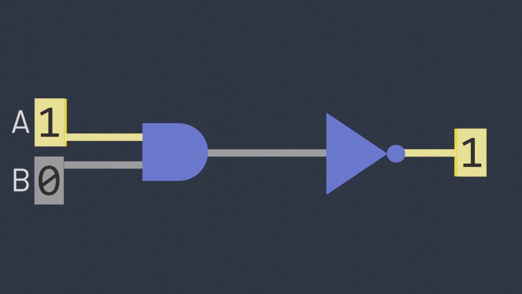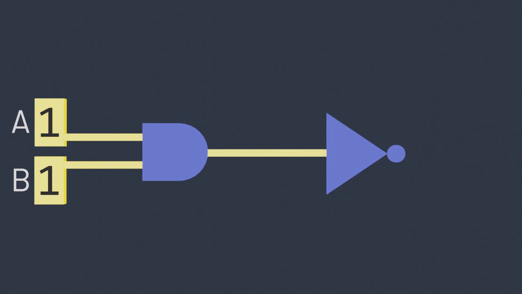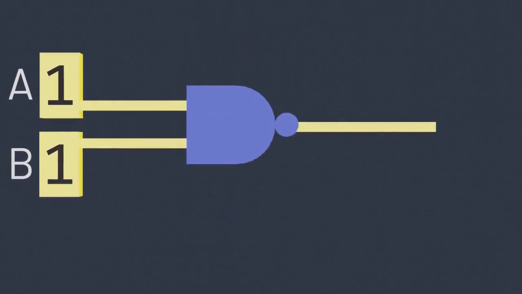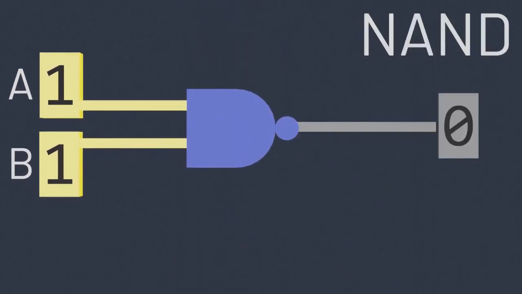But if both inputs are 1, the AND gate will output a 1, and the NOT will turn that 1 into a 0. In other words, this circuit appears to do the opposite of whatever the AND gate on its own would do. It turns out that inverting the result of an AND calculation is such a common operation that it has its own logic gate, the NAND gate. This gate is equivalent to an AND followed by a NOT.